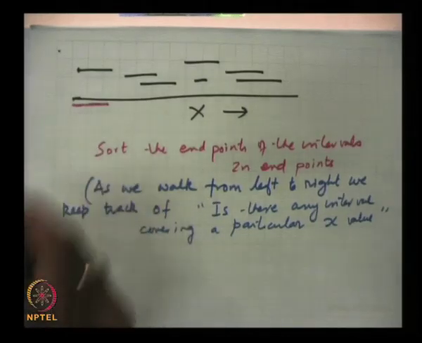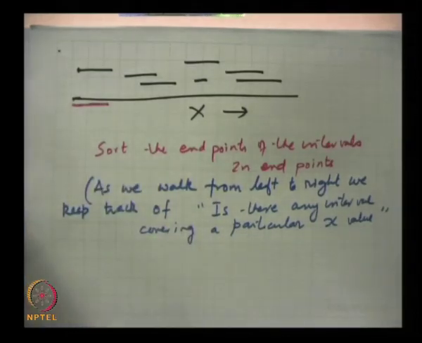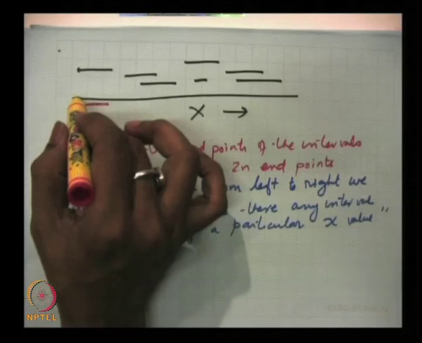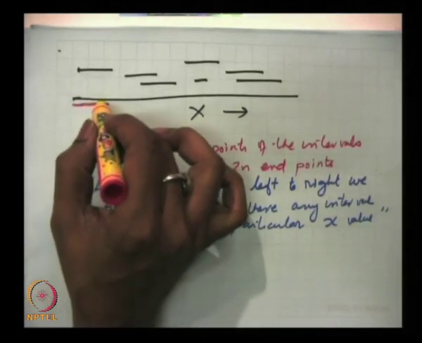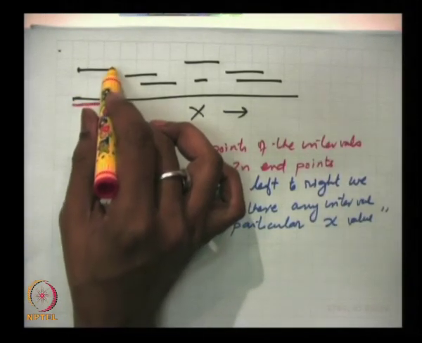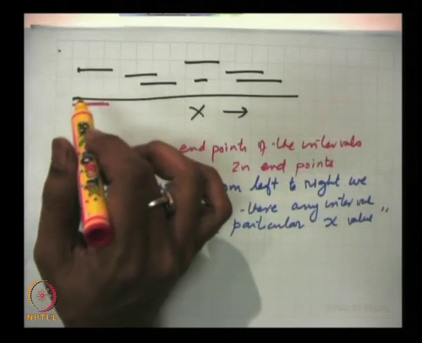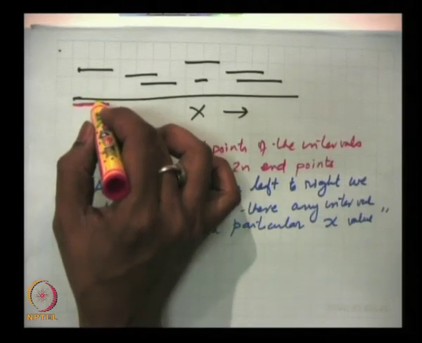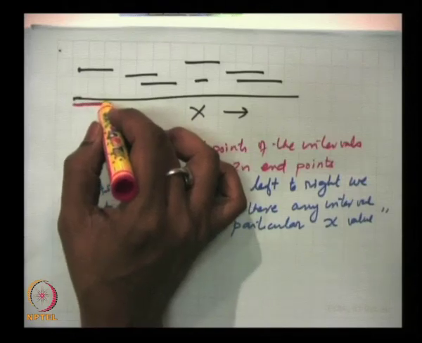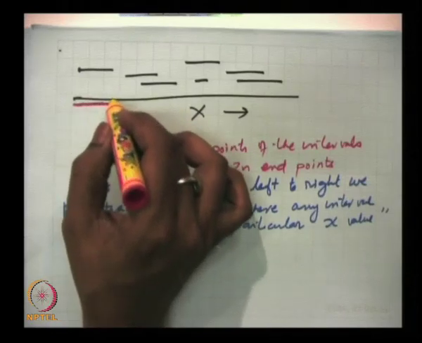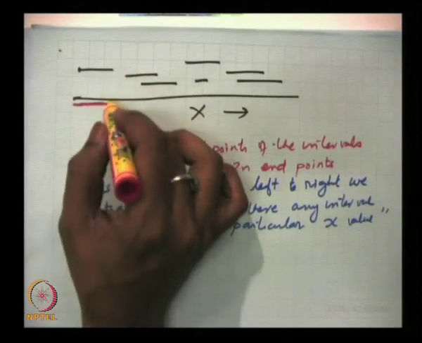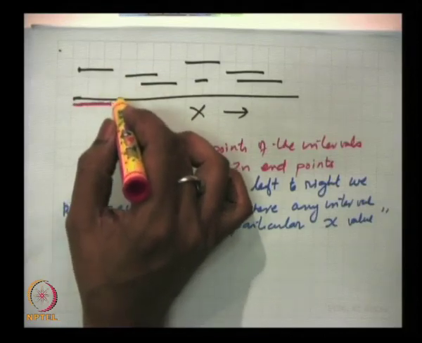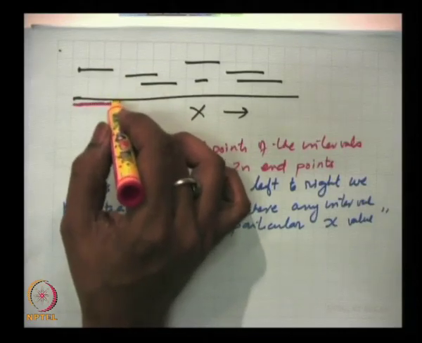Right. So, as I walk across, I can continue because I have not encountered the right endpoint, which means that there must be some interval covering every bit of this journey, or whatever this movement from left to right. Now, of course, this segment ends. The moment it ends, here there is a gap. So, there is nothing that is covering it.